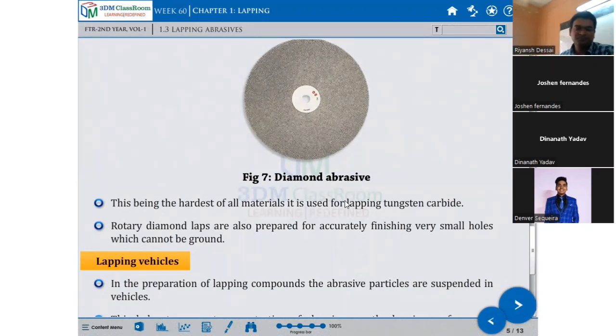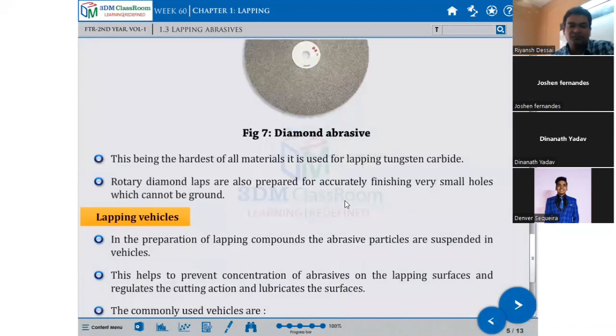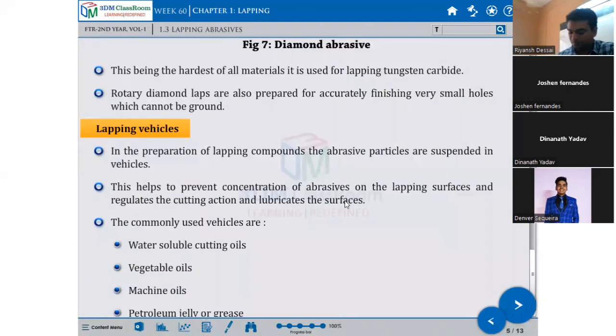Now, what do you mean by lapping vehicle? Lapping vehicle means oil or paraffin mixed together with the abrasive particle. That is a lapping vehicle. Here the liquid used to mix with the abrasive particle is called a lapping vehicle. It might be a soluble oil, vegetable oil, paraffin, anything.